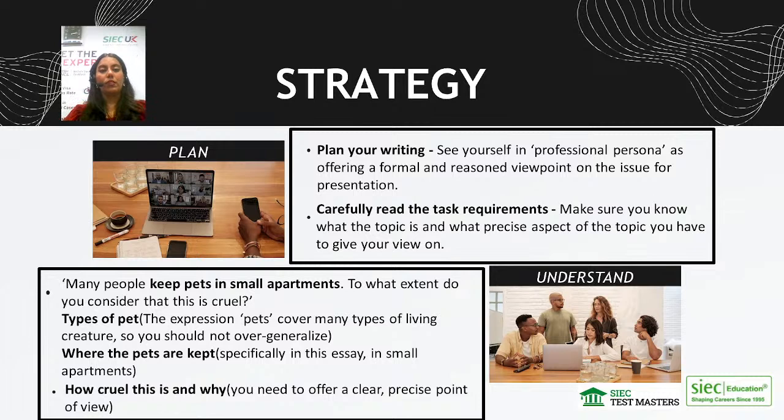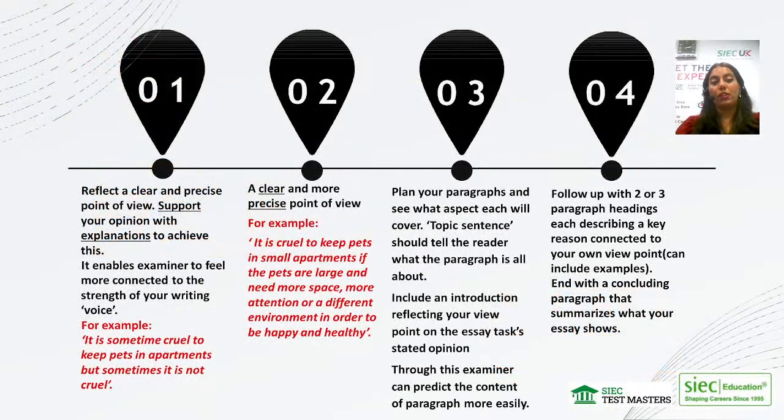Now, we reflect a clear and precise point of view. Now, we have understood it, right? Now we need to support that opinion, whatever we think about it. Let's say if it's a hamster in a small room, I think it's pretty fine. But if we keep a big dog in a small room, then it would be pretty cruel, right? Now, see what happens. I've taken one of the students' examples.